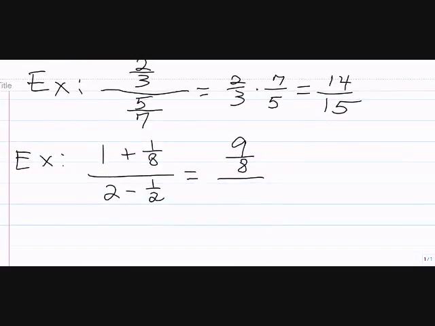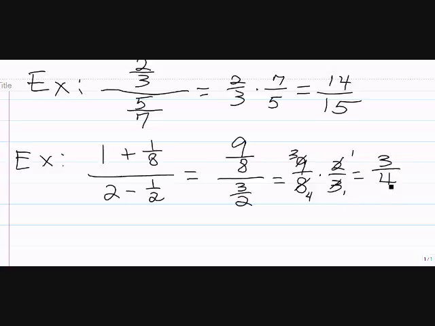All right, 2 minus 1/2, that's 4 halves minus 1/2, that's 3 halves. That's the same thing as 9 over 8 times 2 over 3. I can simplify that 2 over 8 to 1 over 4. 9 over 3 goes to 3 over 1. And I simplify that to 3/4. Okay. So there's one way of doing it. Let me show you another way.